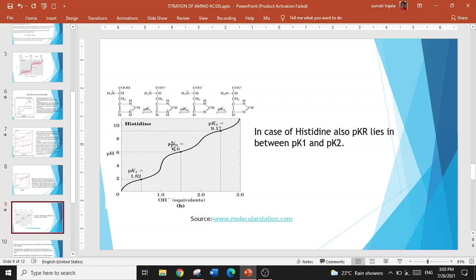So pK2 is here, pKr is in between pK1 and pK2, and pI will be the average of them. I have shown you the formula. That is the average of all three pKs. तीनों के pK के बीच में कहीं पे pI होगा, which is the isoelectric point, or pH at which this amino acid has neutral charge, and it will not migrate towards any electrode in an electric field.